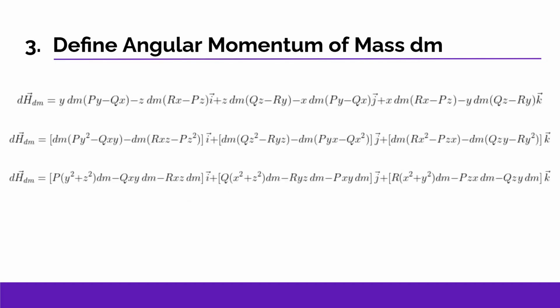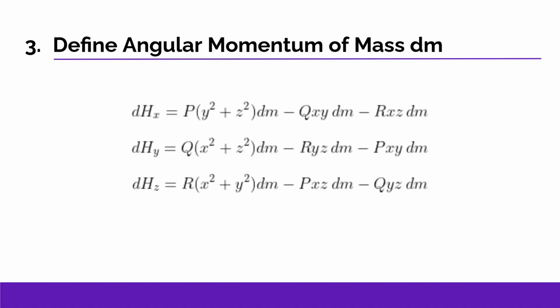So the first line is your matrix operation. The second line is what you get when you develop the first line, and the third line is when you actually isolate your p, q, and r parameters for all three components i, j, and k. And this is something that you really need to do, as you're going to see in the following equations. So these would be your components, and that is d of h of x, d of h of y, and d of h of z.